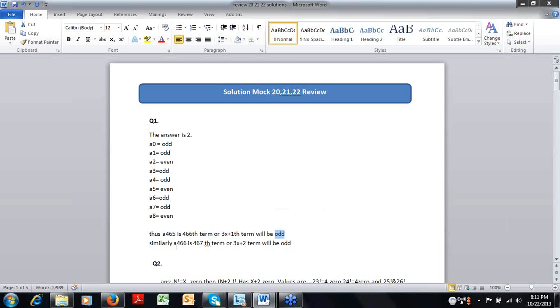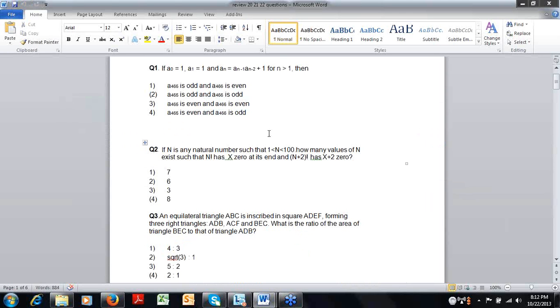Similarly, a466 will be the 467th term. Again, it's starting from 0, so it's the 3x plus 2th term. So it will again be odd. If it is a 3x plus 3th term, then it will be even. So both will be odd. We have an option, both odd. Yeah, we have option number 2. So both will be odd.